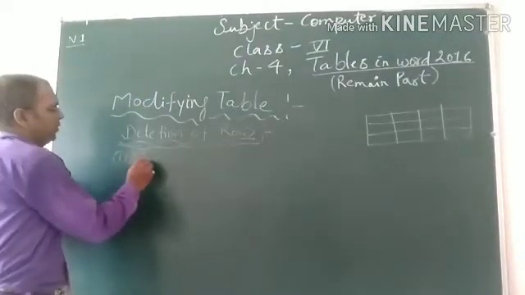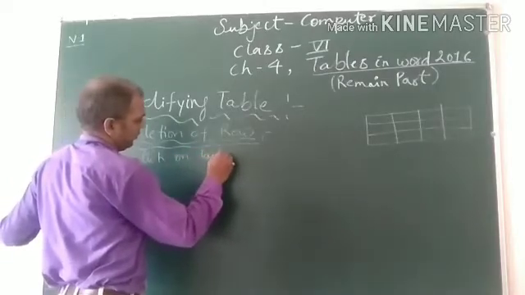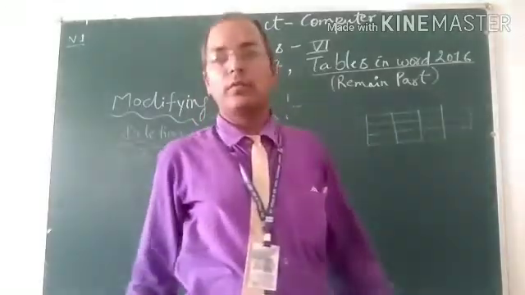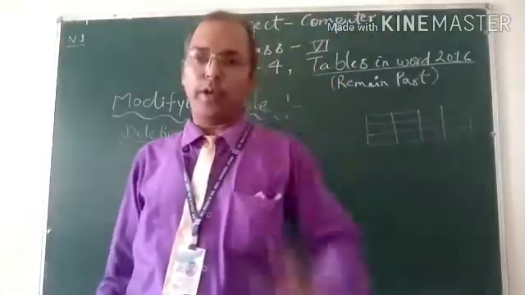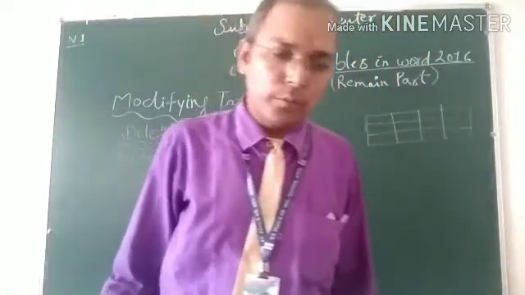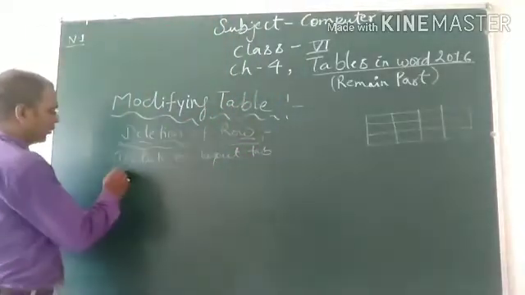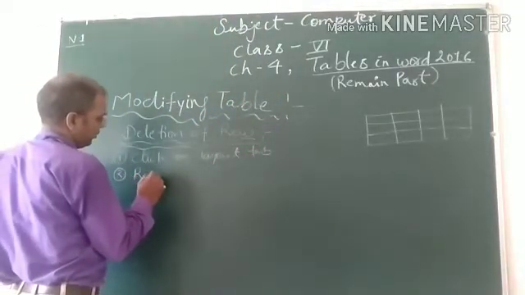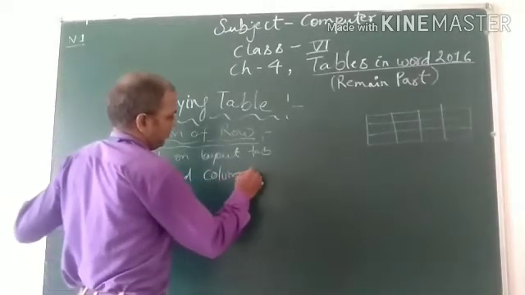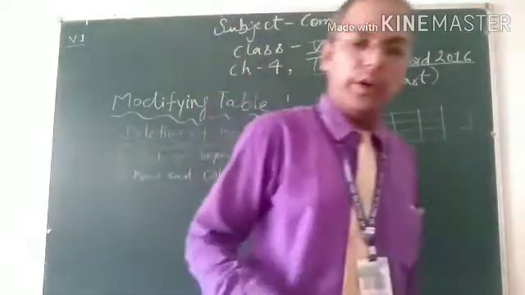First of all, we will click on the layout tab, and then from the row and column group. Second, the row and column group.